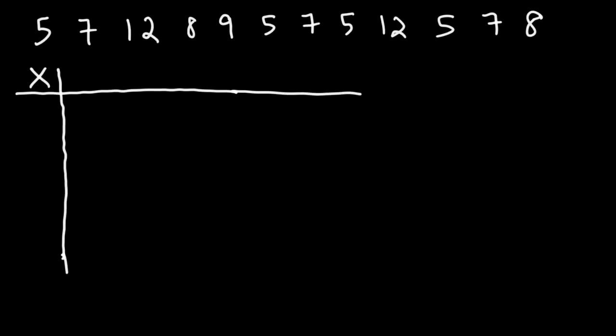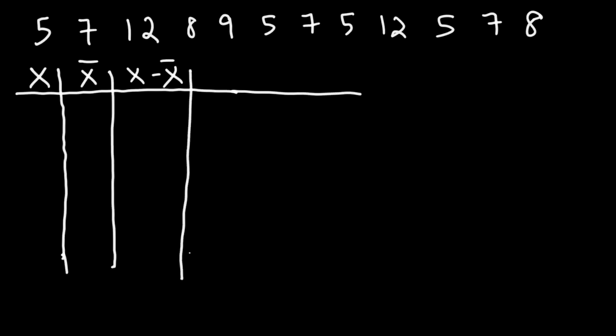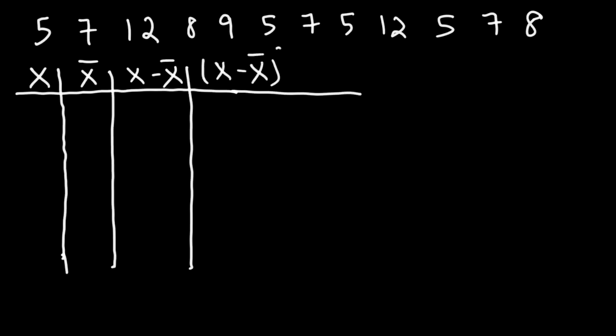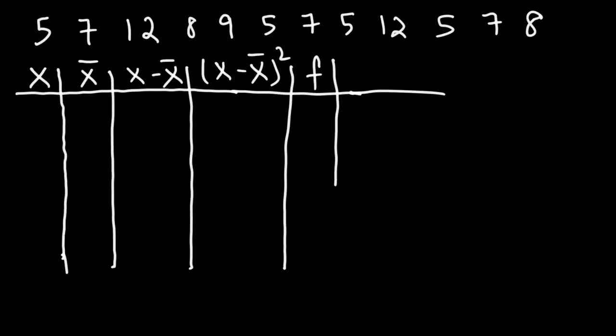The first column is going to be x. The second column will be the same. That's going to be the mean. The third column will be the deviations. And the fourth column is going to be the square of the deviations, just like before. But now we're going to add two additional columns. One will be the frequency, and the last column will be the frequency times the square of the deviations. Now, by the way, we're going to check all of our answers using Excel, so stay tuned for that.